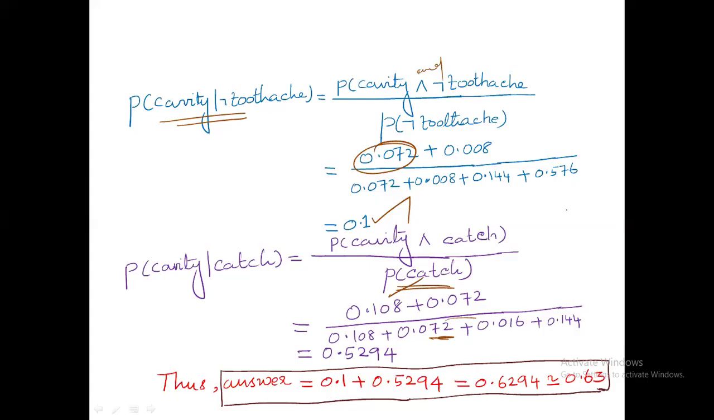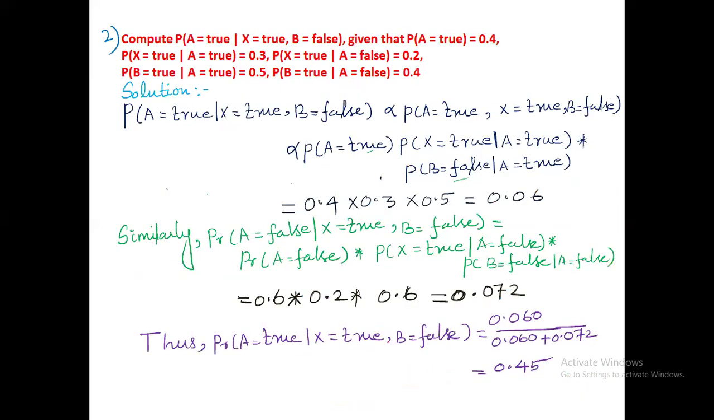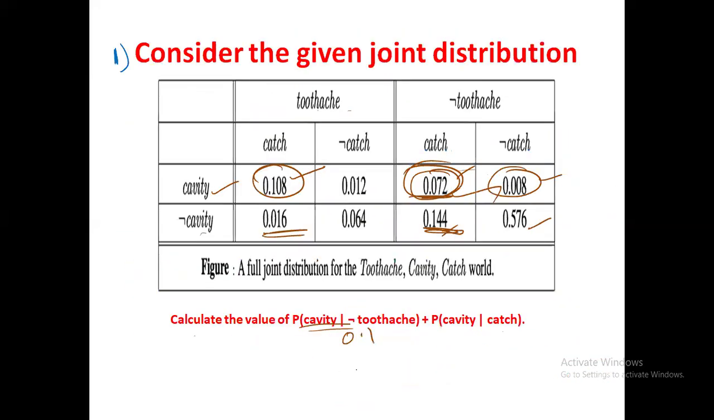So if we are summing up 0.1 plus 0.5294, we are getting 0.6294. It is approximately equal to 0.63. So this value here we are getting 0.63. Hope you understood this problem.